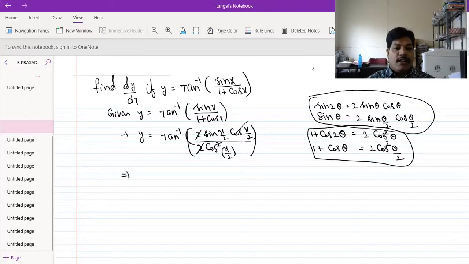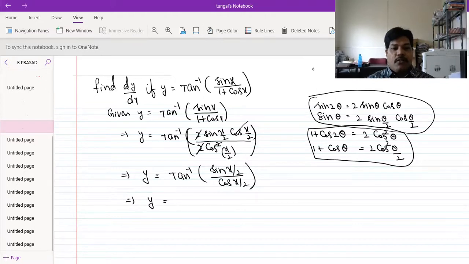So finally you will get y is equal to tan inverse of sin x by 2 by cos x by 2. So that implies what happens, students? y is equal to tan inverse of tan x by 2. So the tan inverse and tan will be cancelled, and you get y is equal to x by 2.